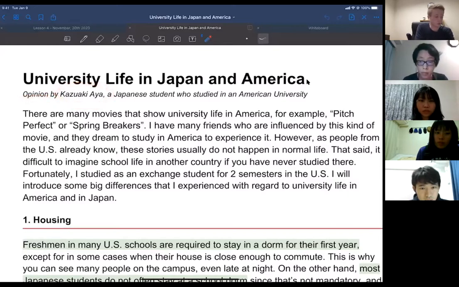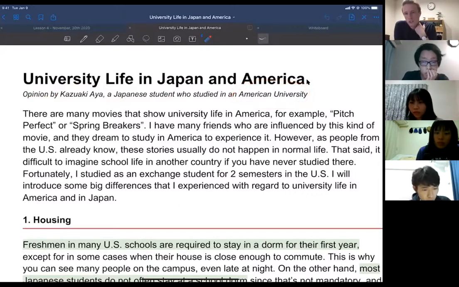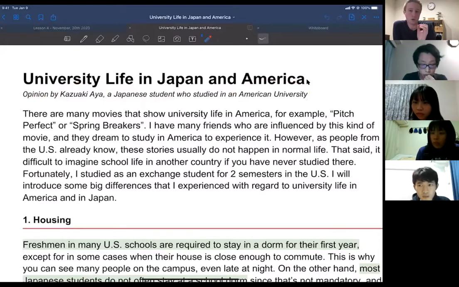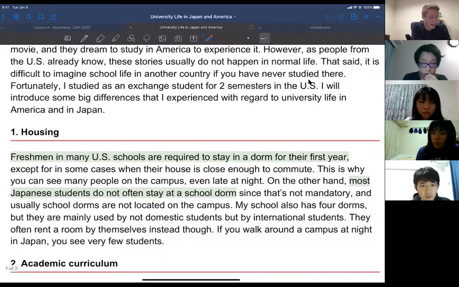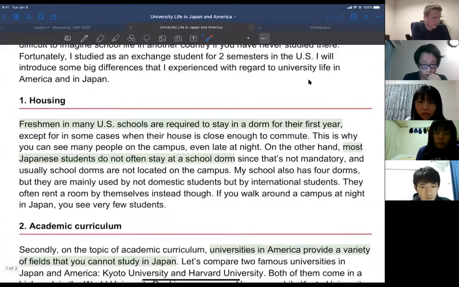So it's a Japanese student who studied in an American university for 2 years. So she went to America for university and came back to Japan. And this article is her opinion. So it's very important that you understand it's an opinion, not facts. So we're going to talk about opinions. So in the article, I highlighted things in green.